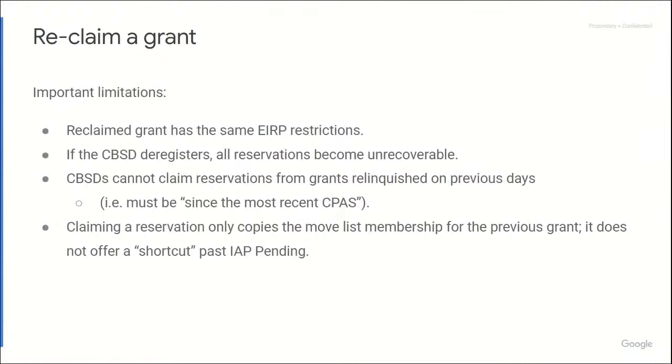So here are the limitations on effectively reclaiming a grant. The reclaimed grant has the same EIRP restrictions. So the grant cannot be for more power. If you ask for more power, we'll need you to go through CPAS. Or I should say, the CBRS infrastructure requires you to go through CPAS.